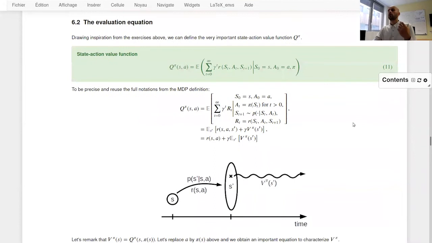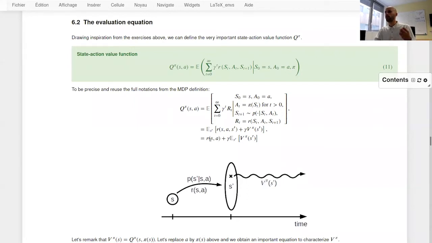So, drawing inspiration from the exercises above, we can define the very important for us state action value function, which we call Q pi. So Q pi, formally, is the expected sum of discounted returns over an infinite horizon, given that the initial state is S0, but now the initial action A0 is A, and after time step zero, I start acting according to policy pi.